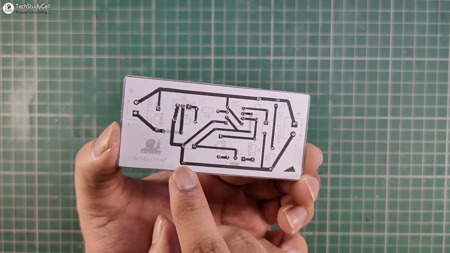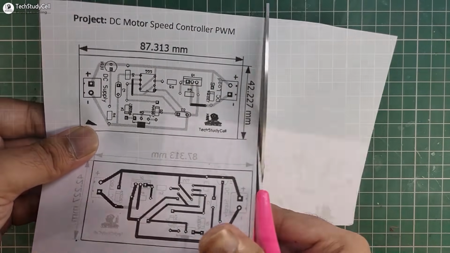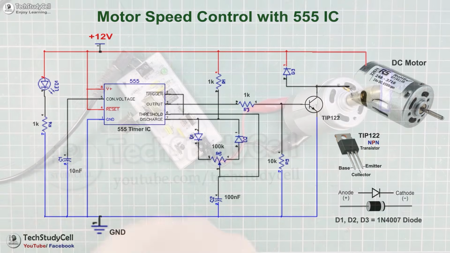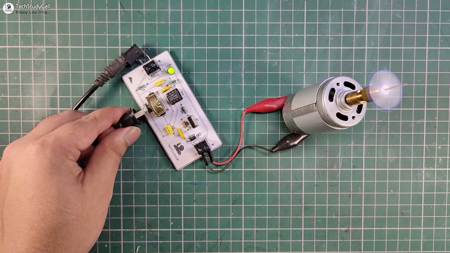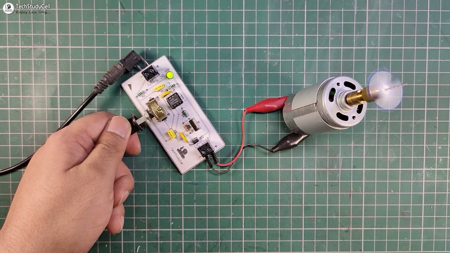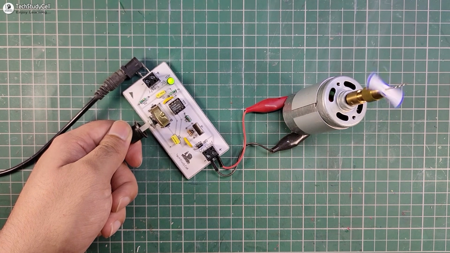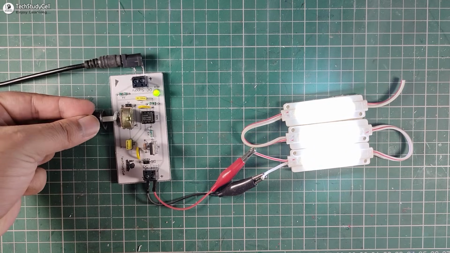Now if you want, you can also make this homemade PCB with this PCB layout. And now let me control the motor speed with the potentiometer. So this is a very useful circuit. It uses PWM to control brightness or speed.